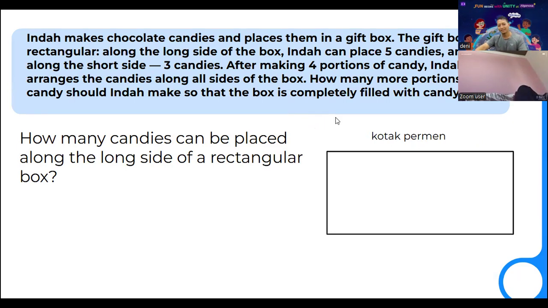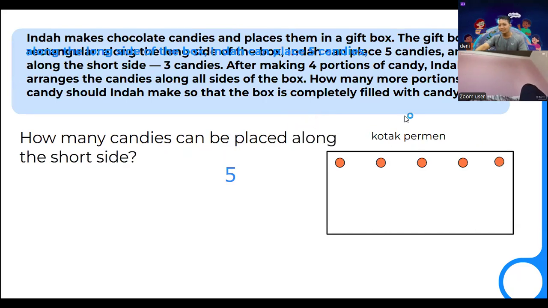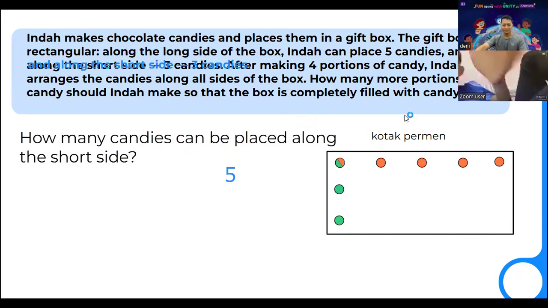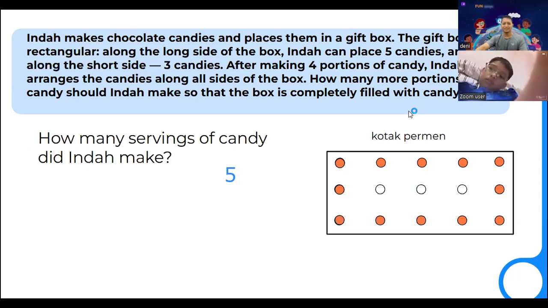How many, Akbar? Five. How many candies can be placed along the short side? Three. Now, mark the place for candy in the box, like this. Now, how many servings of candy did Indah make? 12.